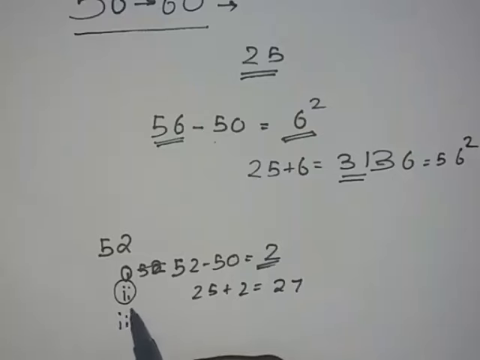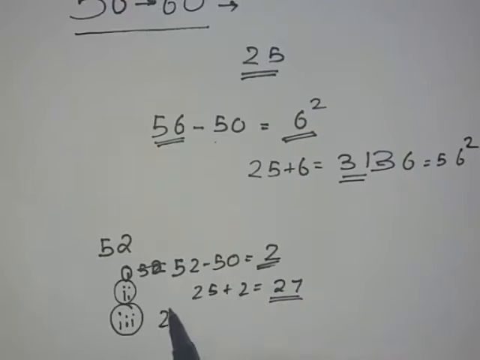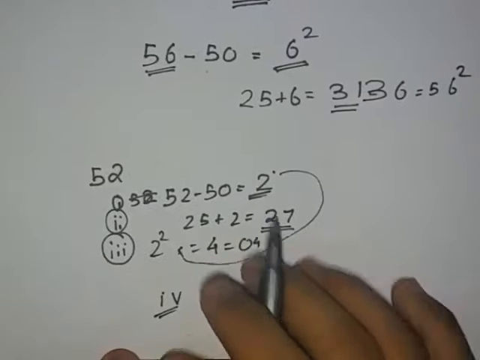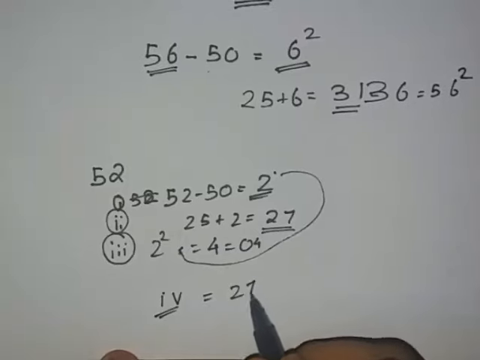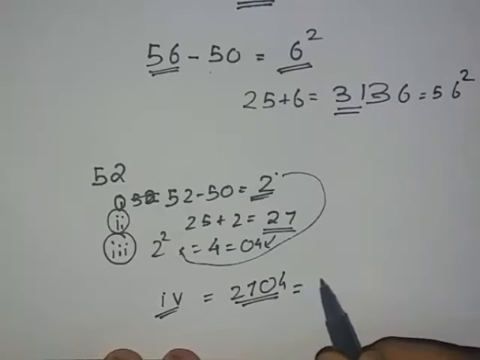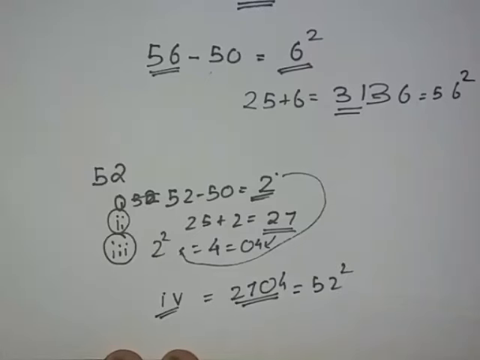What is the third step? 27 is the first two digits. Square the number: 2 square equals 4, which is 04. And what is the fourth and last step? Combine these two numbers, and it equals 2704, which is nothing but 52 square. So that's what I told you about 50 to 60.